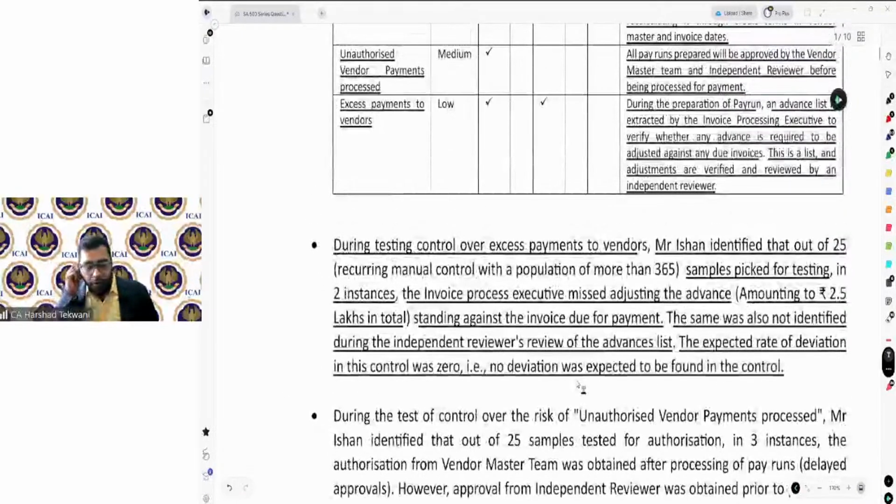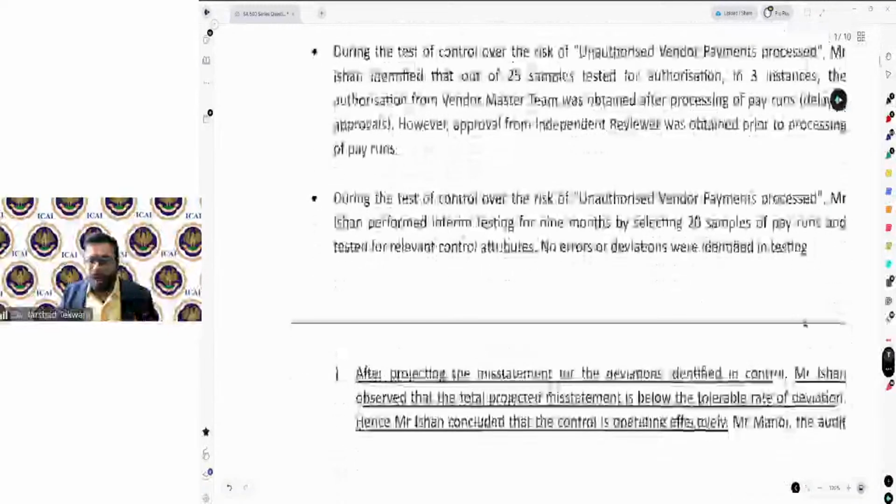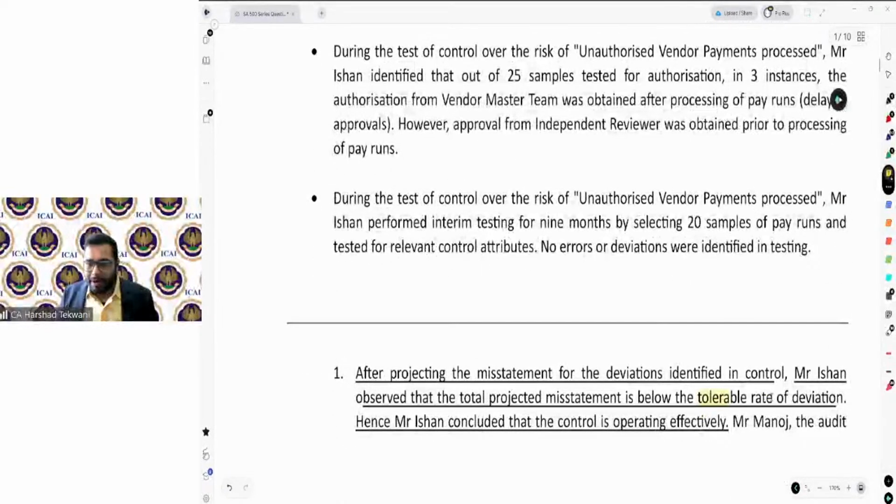Now, two things I would like to ask from you. Number one, what is the tolerable rate of deviation? What do you mean by tolerable rate of deviation? Come on, guys, let us see the concepts now. What is a tolerable rate of deviation?